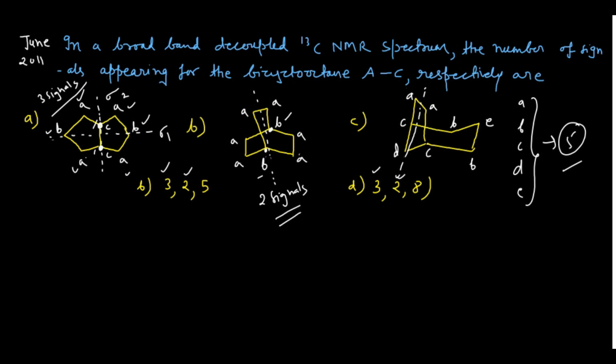So now let's check. This is 5 signals, but this is 8. This cannot be your answer. So D is not your answer. Your correct answer is B. So this is how you can solve these kinds of problems also. Okay, now moving to the next problem, what does it say.